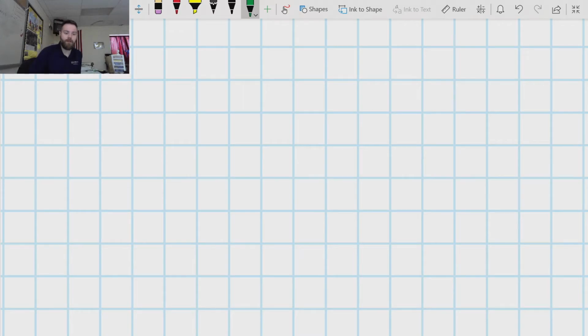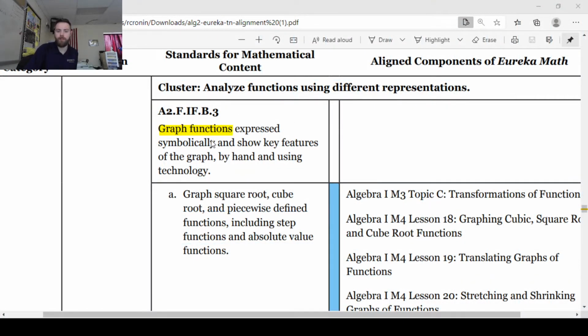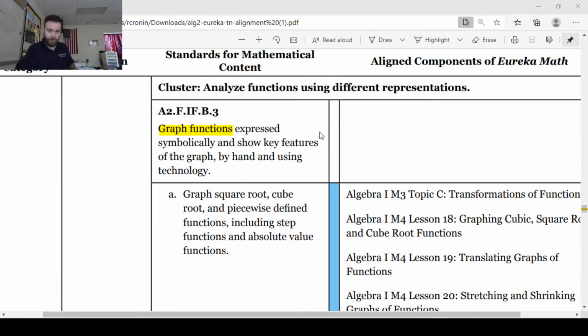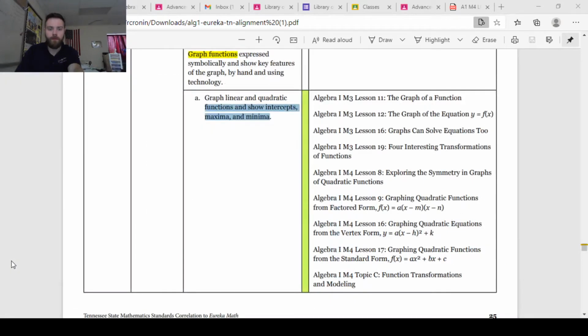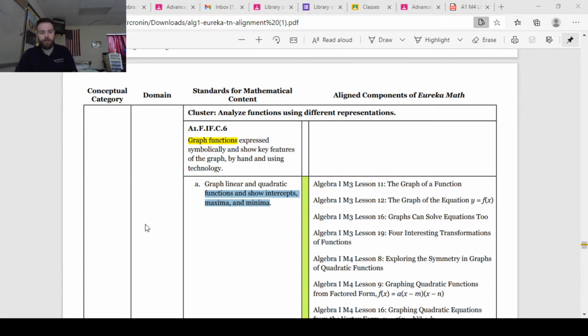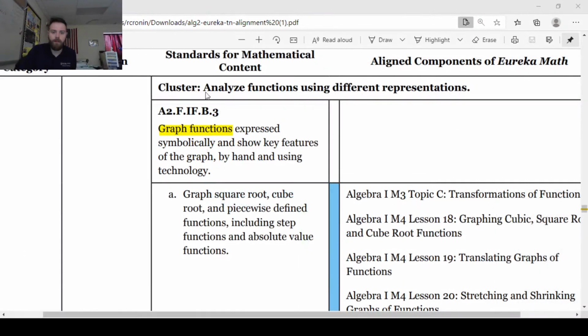Right, we talked about functions and then we talked about these standards: being able to graph functions expressed symbolically and show key features of the graph by hand and using technology. That's A1 if you're in Algebra 1, and then A2 if you were in Algebra 2, but pretty much the same thing. There are just some different definitions of what types of graphs you're going to be graphing, and we will get to piecewise functions, but not in this.